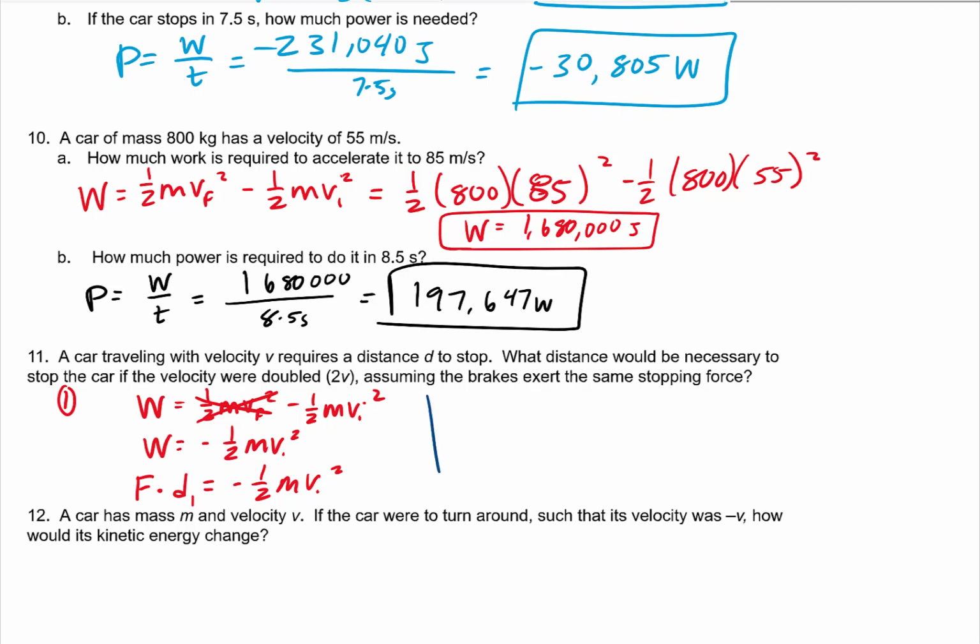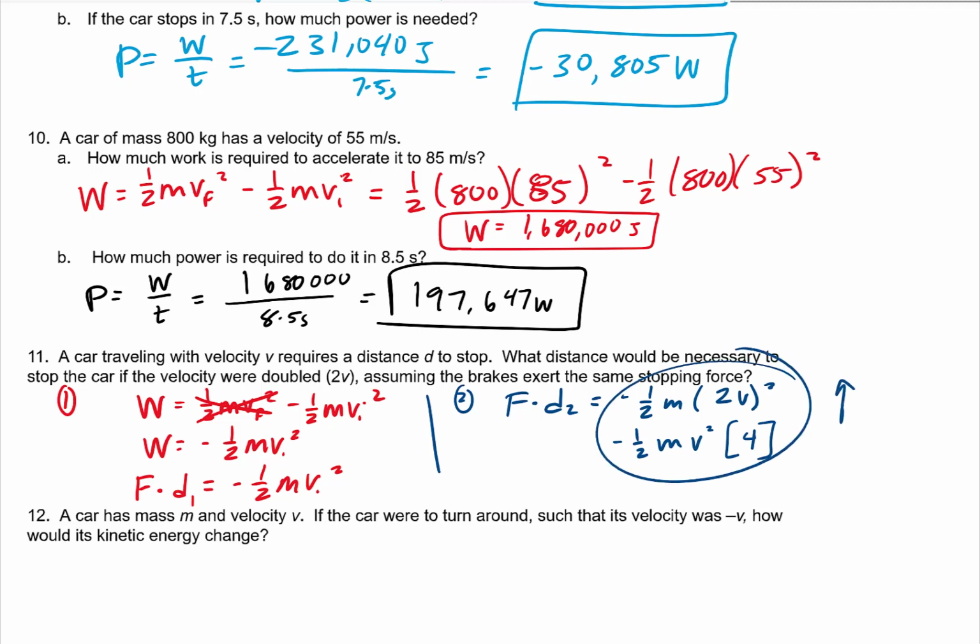So in our next situation, 2, force times distance 2 is equal to negative 1/2 m times 2v quantity squared. So if we square both sides, that's negative 1/2 m times v squared times 4. So I've made this side of the equation bigger by 4. In order to get this side of the equation bigger, d2 is going to have to be 4 times bigger. I need 4 times as much distance to stop.